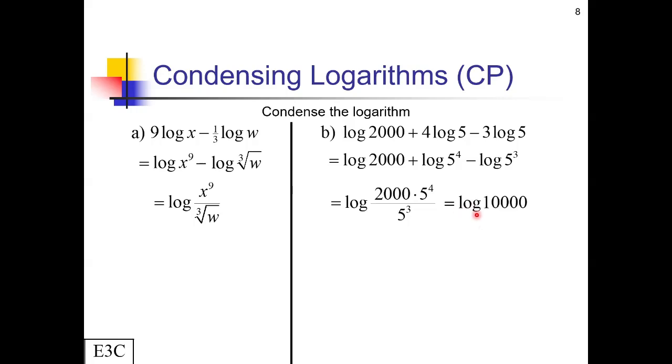And since this is just regular log, I'm asking what do I have to raise 10 to get 10,000? Well, there's 4 zeros, so 10 to the 4th would give you that. So then the log of 10,000 is just 4. So if you can simplify it to a single number, it's always recommended you do so.